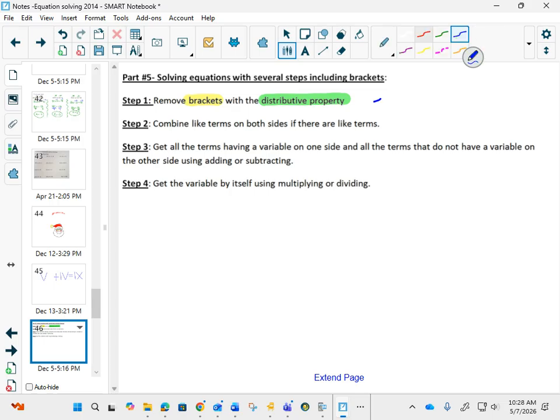For example, if you have 3 times x plus 6, do you remember that the 3 distributed to the x and distributed to the 6, giving you 3 times x is 3x, 3 times 6 is plus 18. And once you get rid of the brackets, then everything is like worksheet number 4 that we just did. You're going to combine your like terms.